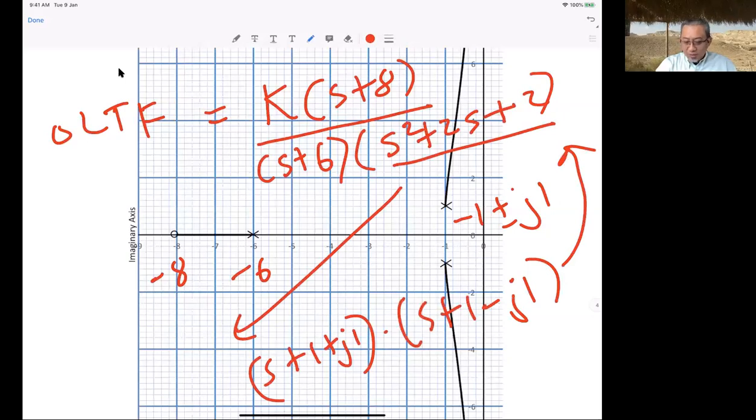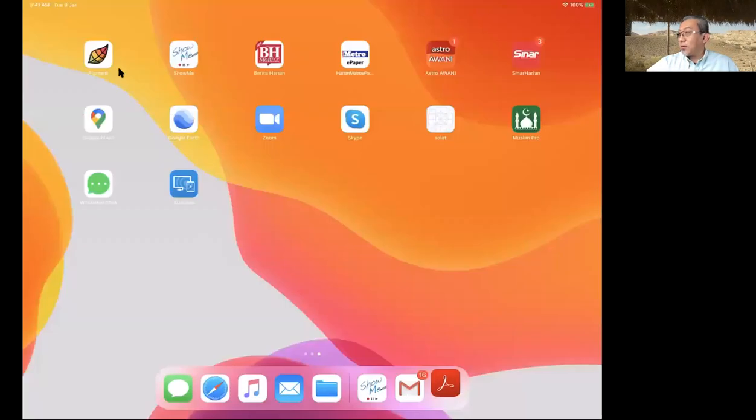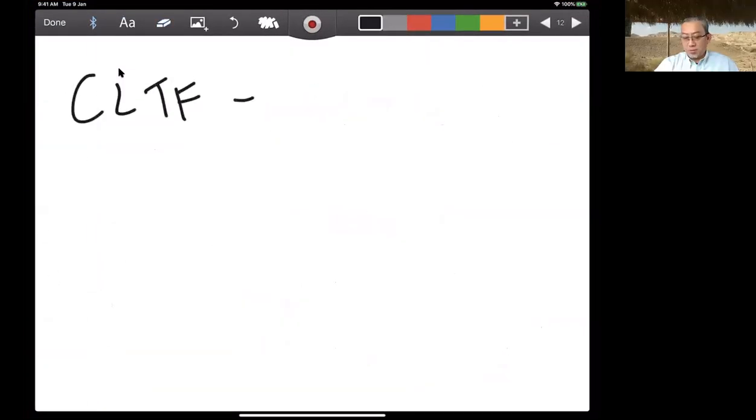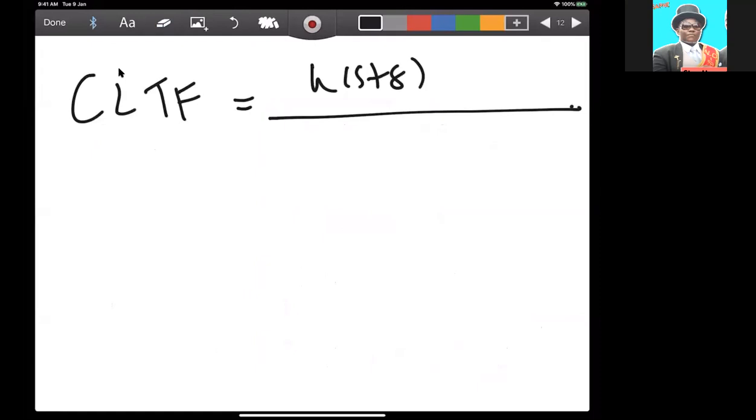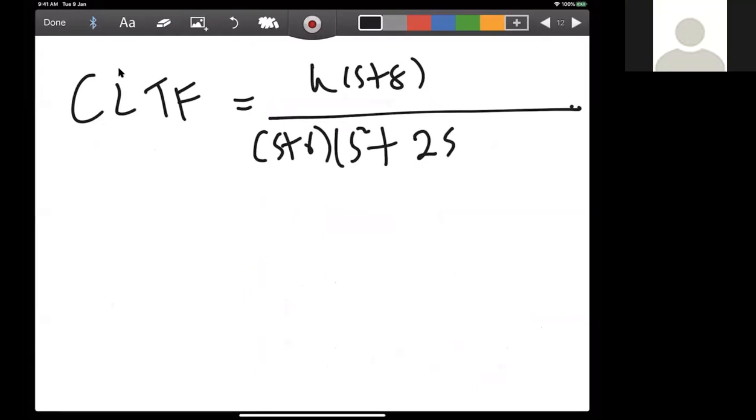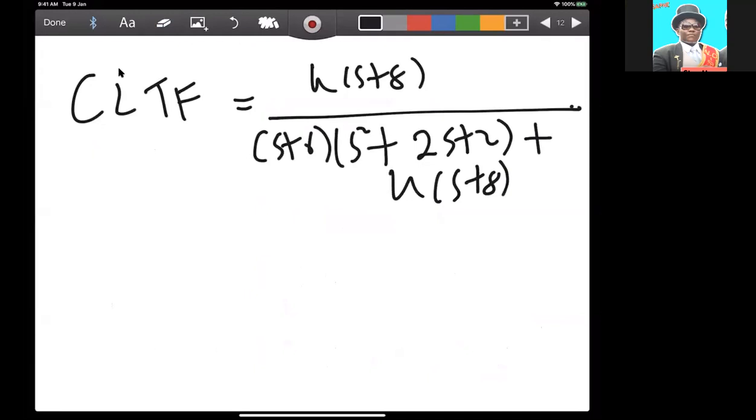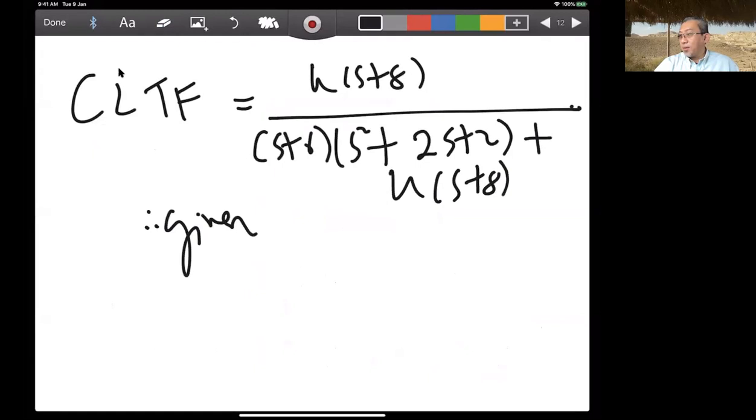So that is the open loop transfer function, and then the closed loop transfer function. The closed loop transfer function is just the open loop over 1 plus the open loop, which is K(s plus 8) over (s plus 6)(s squared plus 2s plus 2) plus K(s plus 8). Given damping ratio 0.5.